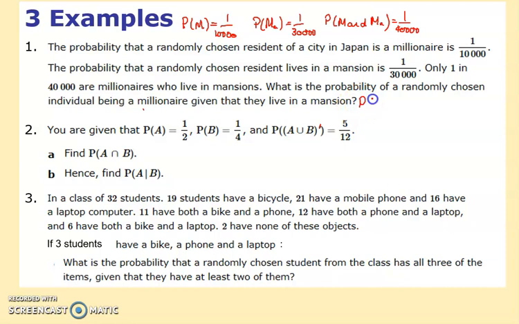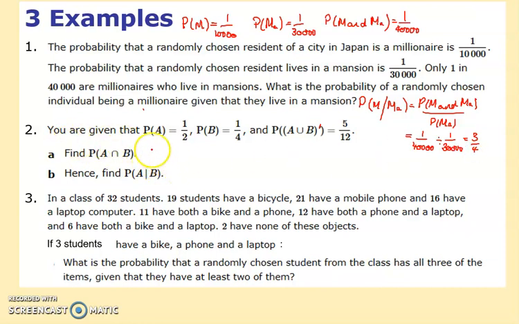And the question says, what's the probability that we pick someone in this city in Japan that they will be a millionaire given that they live in a mansion? Now, my formula says basically I do the probability of both of these things happening, so it's the probability of millionaire and they live in a mansion, and then you divide by the probability they live in a mansion. So I think that is 1 in 40,000 divided by 1 in 30,000. And I reckon if you put that in your calculator, you'll get 3/4.